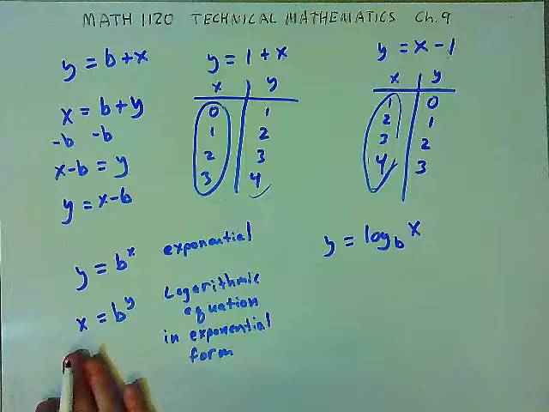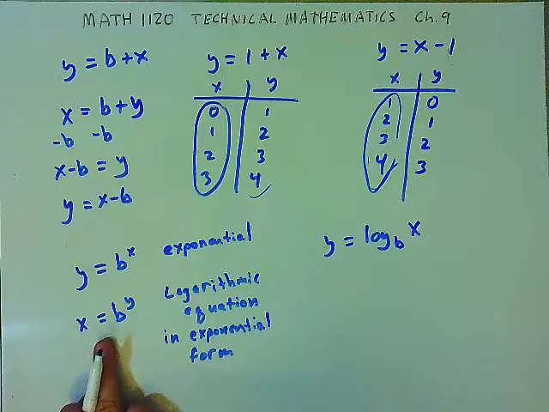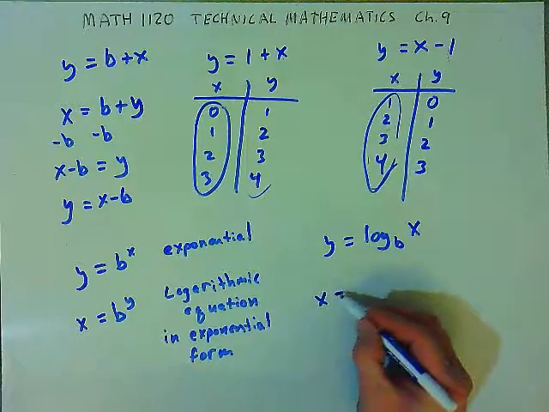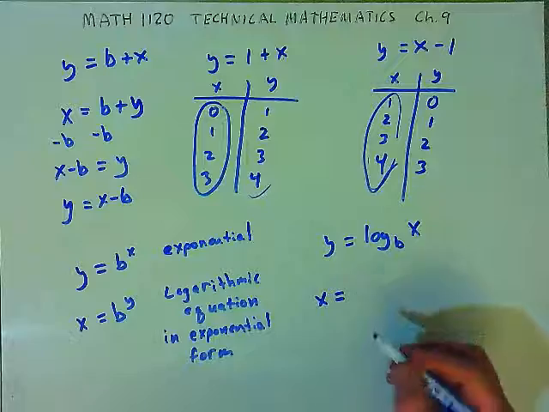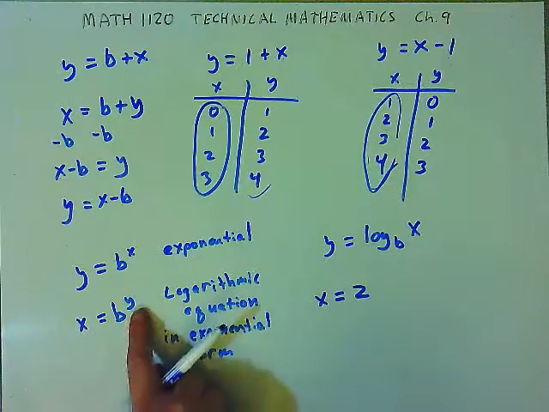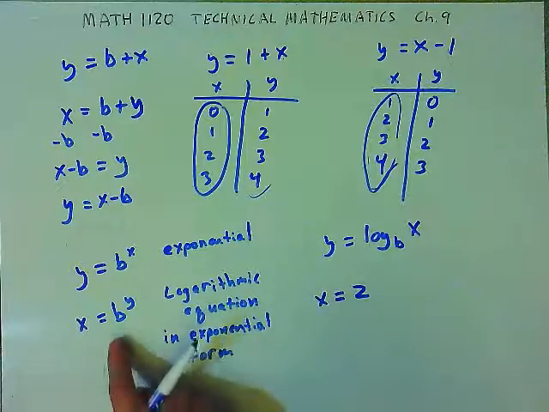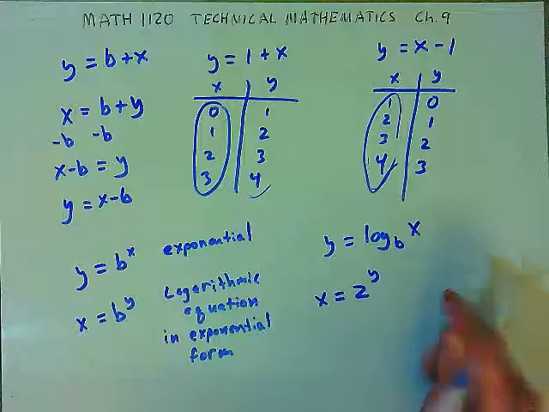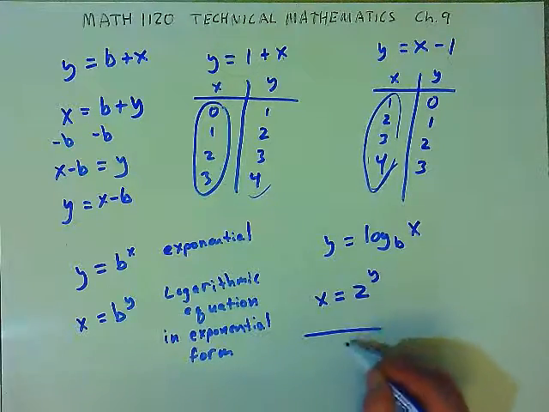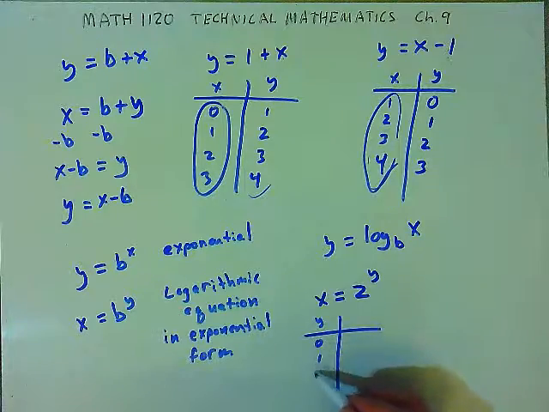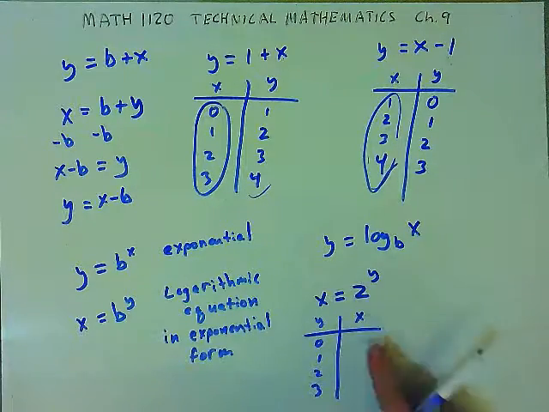Let's say that for the logarithmic function here, I'll let b be 2. I don't want it to be 1 because that's not going to be very interesting. 1 to any power is always 1. So I'm going to let b be 2. If x is equal to 2 to the y power, let's see what happens when y is, how about 0, 1, 2, and 3? What will x be?